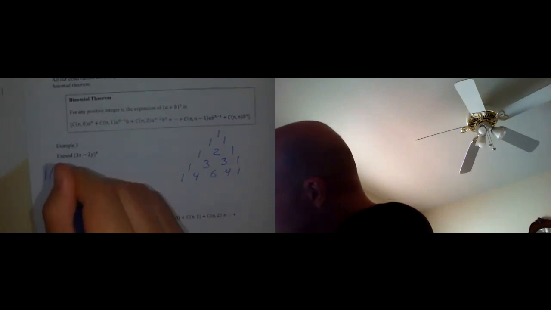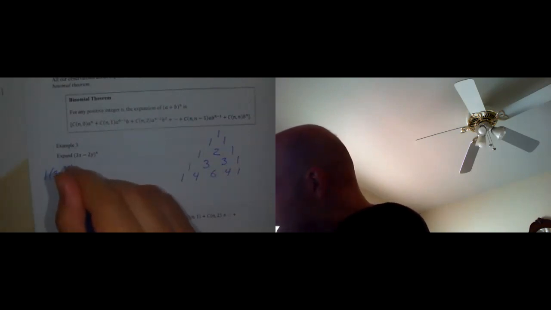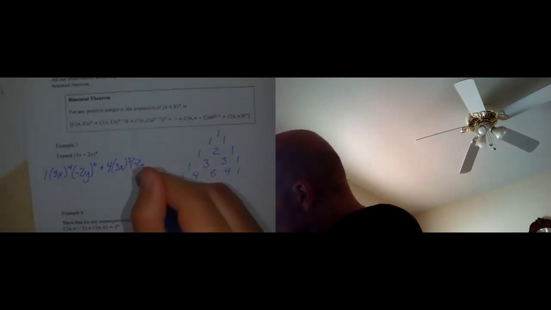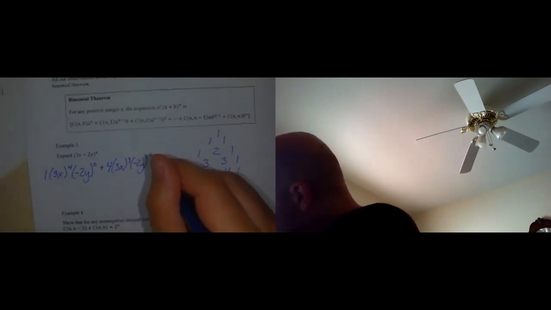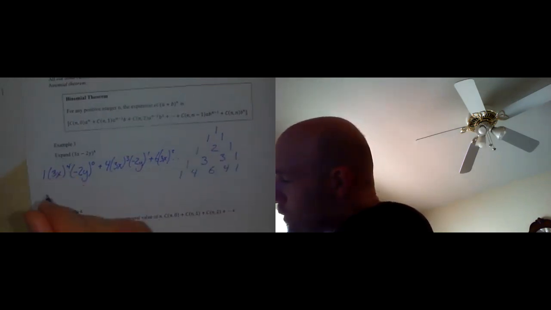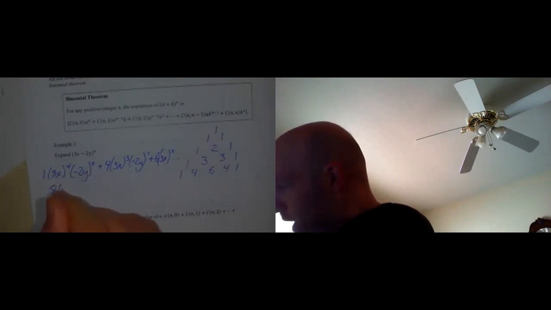3x to the 4th, and technically a negative 2y to the 0th, plus 4 times 3x to the 3rd, and a negative 2y to the 1st. Plus 6, 3x to the 2nd, and dot, dot, dot. We are going to have to figure out what these things are. 3 to the 4th is 81. Negative 2 to the 0th is just 1. So really, I'm left with an 81x to the 4th as my first term.